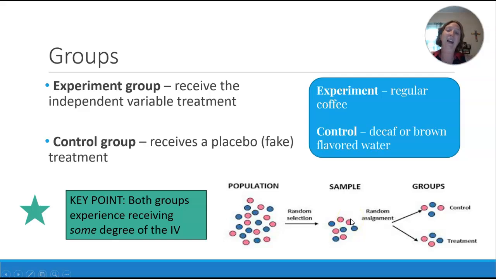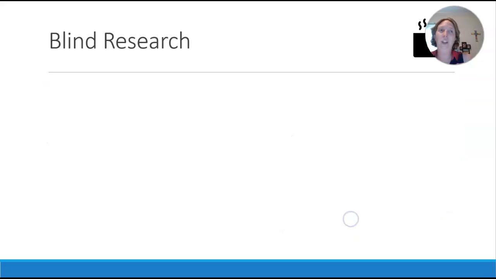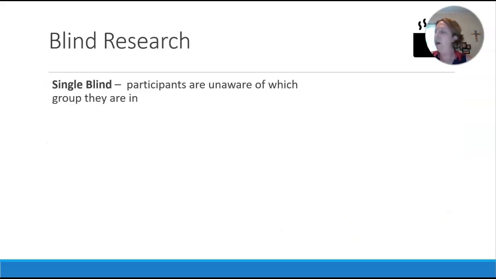The point is that both groups will be given some degree of the independent variable. They will each get some experience of drinking coffee, but one is actually caffeinated and one is not, to fake them out on purpose, to make sure it's not just their mindset about the coffee, that it's actually the caffeine. Which brings us to the idea of blind research. You can either have single blind or double blind research.